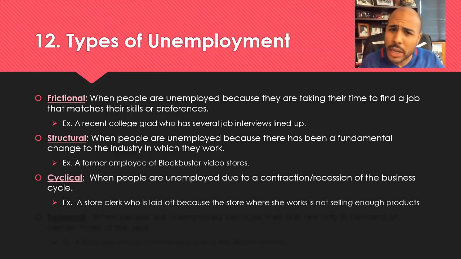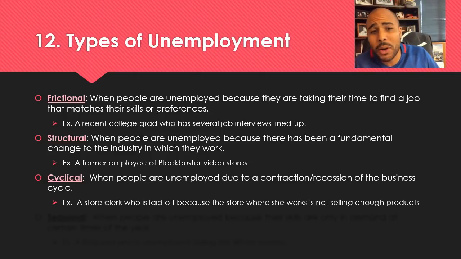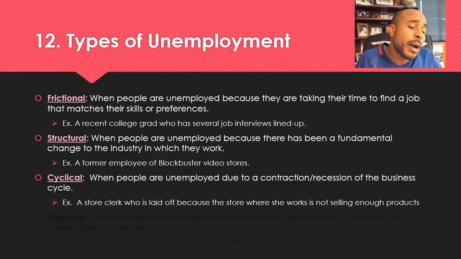Now, the worst kind of unemployment, the most unhealthy kind, is called cyclical unemployment. Cyclical unemployment is when people are unemployed due to a contraction of the business cycle, meaning that due to circumstances beyond their control, they've lost their job, mostly just because the whole economy is down. So, for example, if you're a store clerk who gets laid off because the store where you work is not selling enough products, probably the reason why they're not selling enough products is because consumer demand is down, and most likely that's due to a contraction of the business cycle.